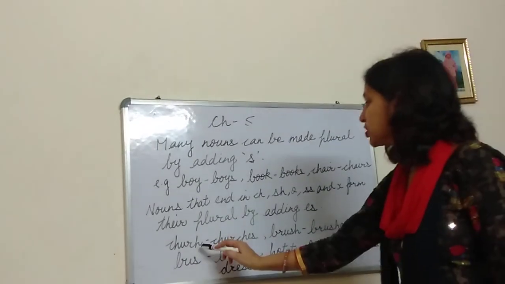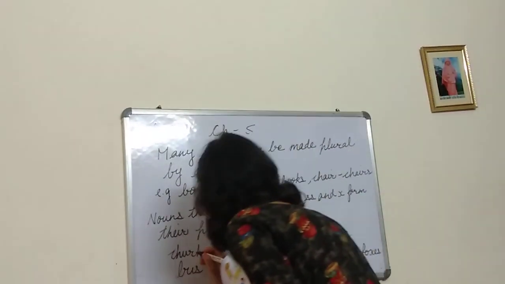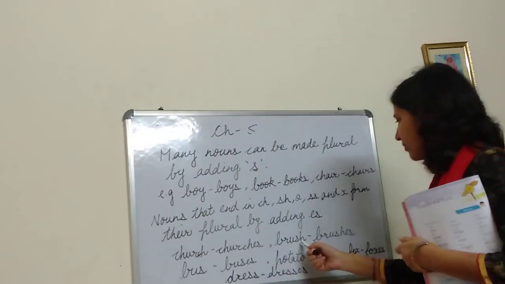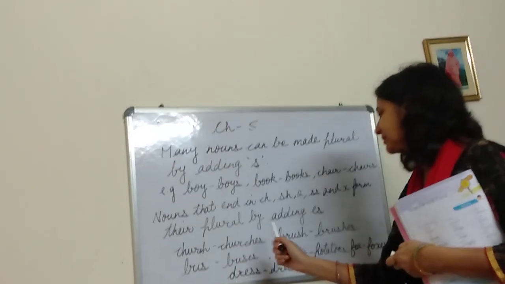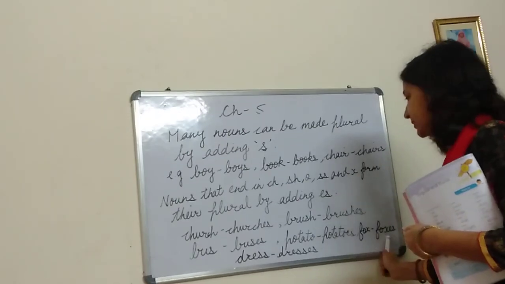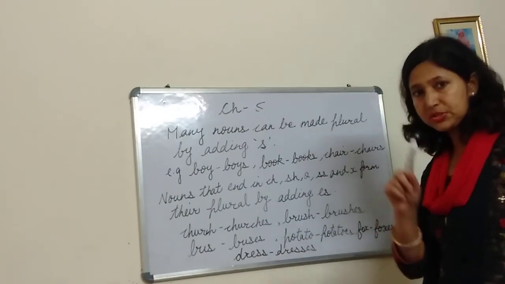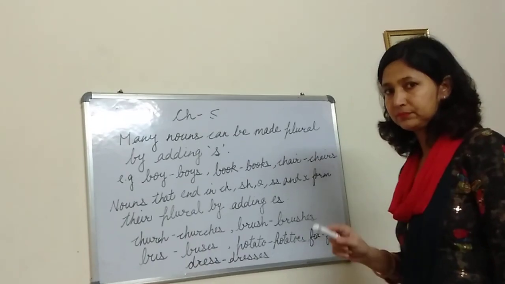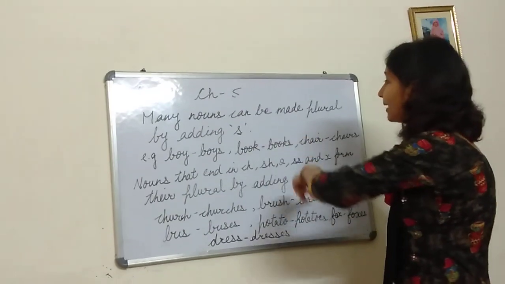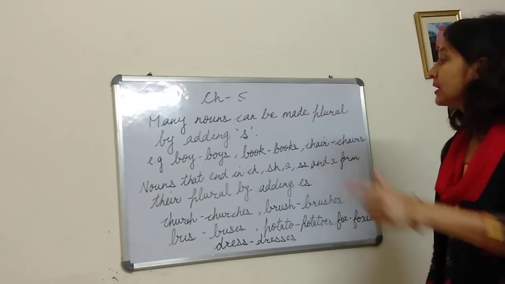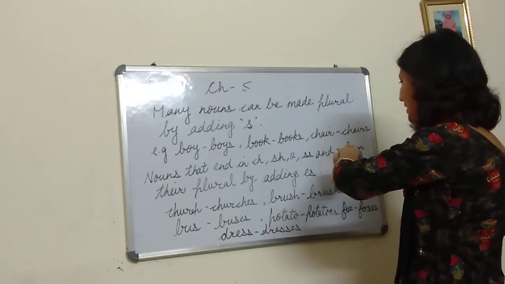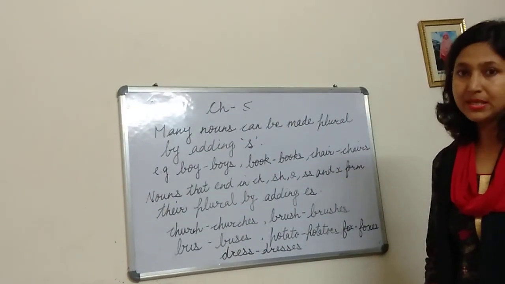For example, church, I missed C, church, churches, brush, brushes, bus, buses, potato, potatoes, fox, foxes, dress, dresses. So children, these 2 rules are clear to you. Many nouns can be made plural by adding s. Some nouns that end in ch, sh, o, double s and x form their plurals by adding es.